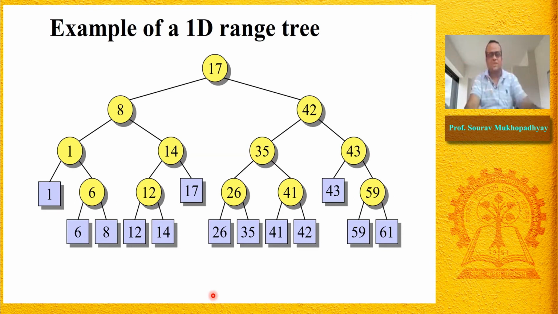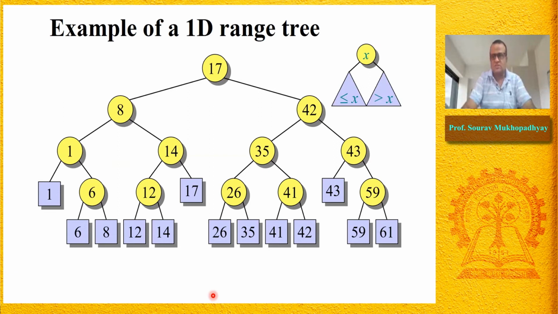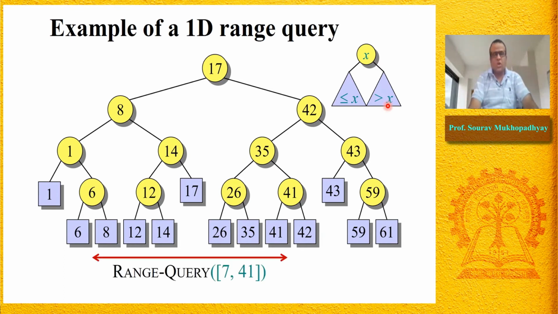Now once we have this data structure, how do we do the search? This follows the binary search tree property, that the value of every node is greater than or equal to those in its left subtree, and less than those in its right subtree. Now suppose we have constructed this data structure.